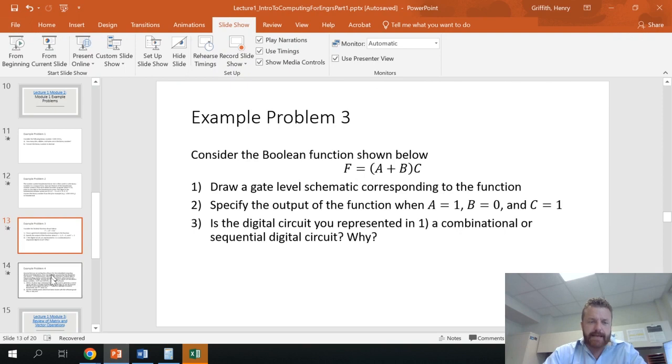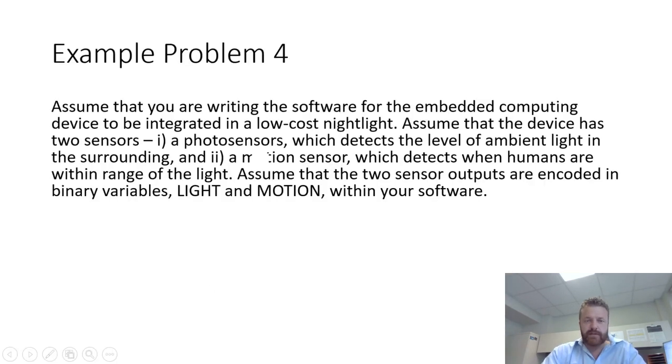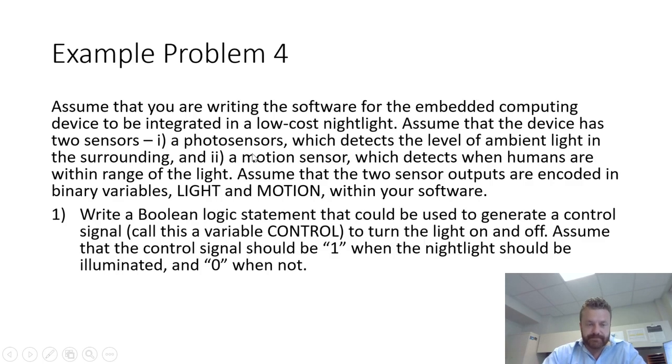So let's actually look at the last example problem here, which is going to be useful as we start to get into our coding examples this week. Technically, this is wrapping up week 1, but in week 2. So assume that we are writing software for an embedded computing device. This is a really cheap computer like a microcontroller or a Raspberry Pi or an Arduino, whatever term you might be familiar with. And say we're actually trying to implement a night light.